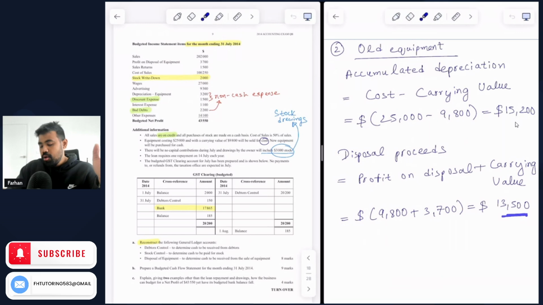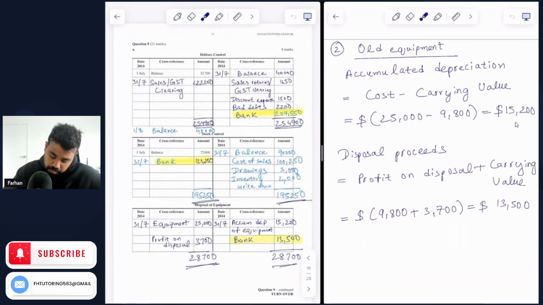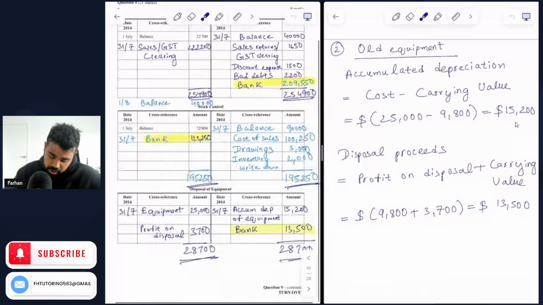Okay, so how do we calculate this? By preparing the ledger account. All right, so let's go to the disposal of equipment ledger account. While we can prepare this ledger account by understanding the fundamental rules of accounting, for now, I'll just give you the format so that it's not too complicated for you in understanding what's happening.